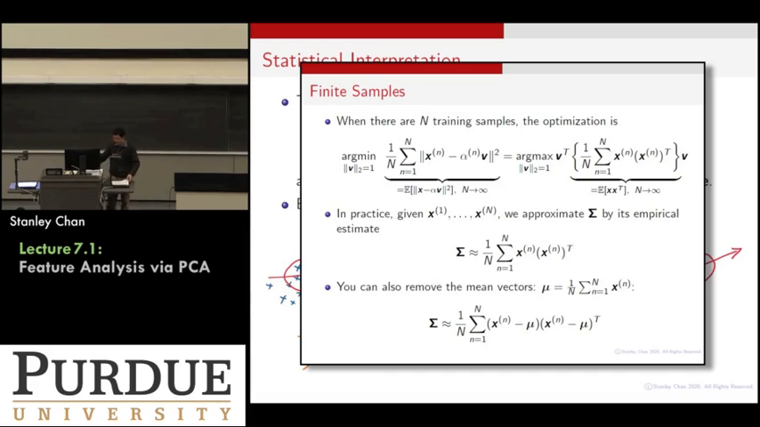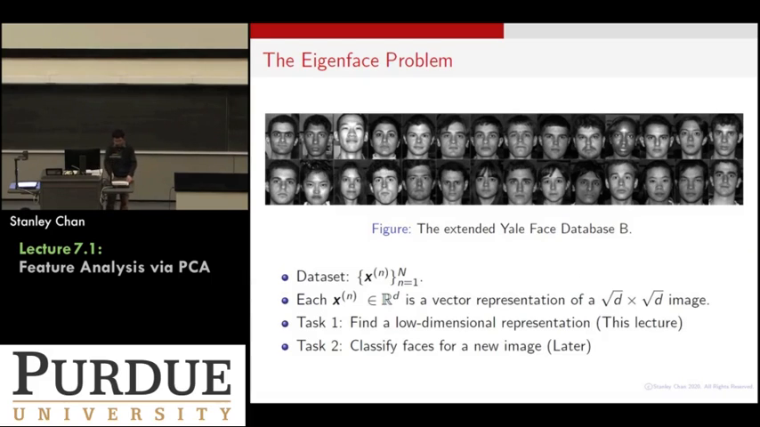So let me illustrate this idea through an example. This is one of the most classical problems in computer vision. It's called the eigenface problem. The problem is that you have a set of images, denoted by xn, where n goes from 1 to N. They are square root d by square root d images. And you want to find a low-dimensional representation of these images. Now, each image itself is a high-dimensional vector. It could be a 100 by 100 pixel image. I want to use a lot fewer numbers to describe that image.